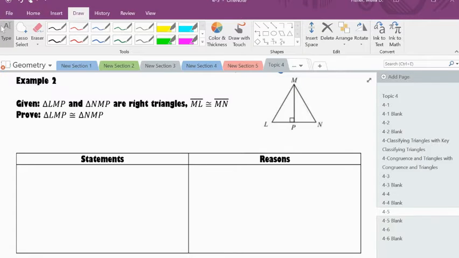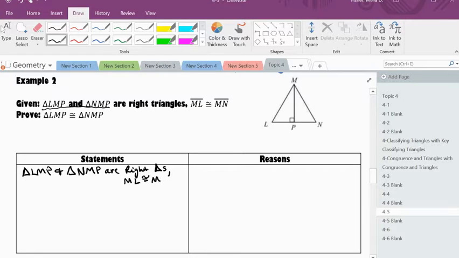Example 2, we are going to write a proof. The first thing we always put into our proof is our given information. So we're given that triangle LMP and triangle NMP are right triangles. And we're also given that ML is congruent to MN. And that is our given information.